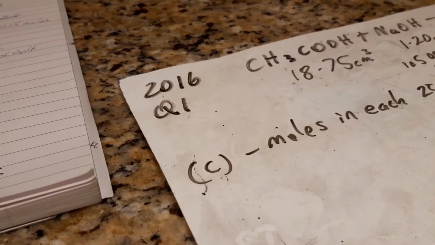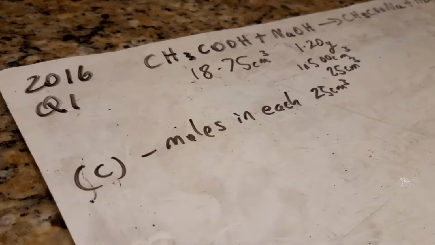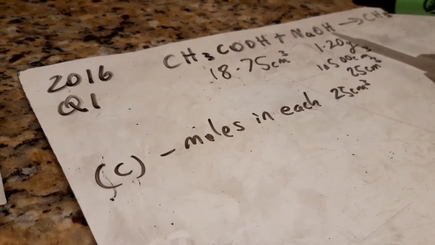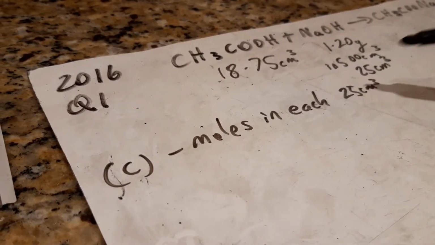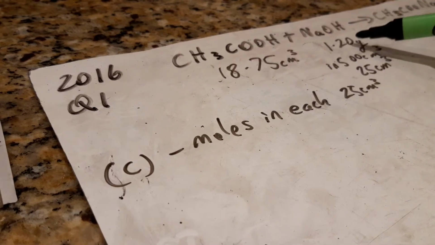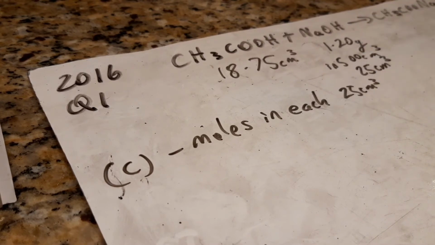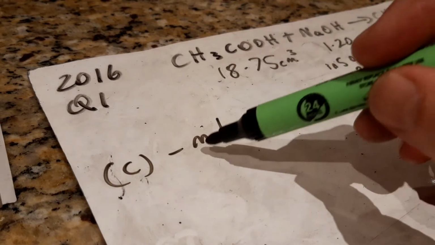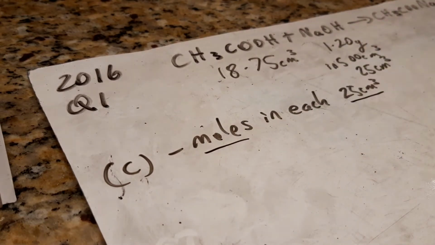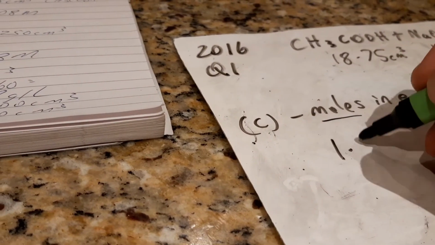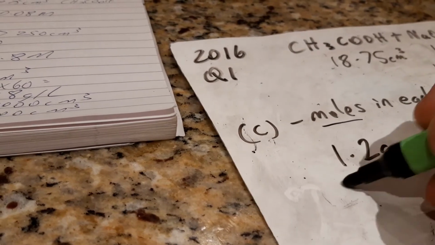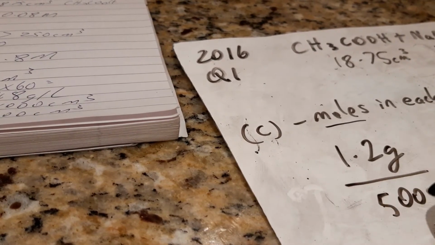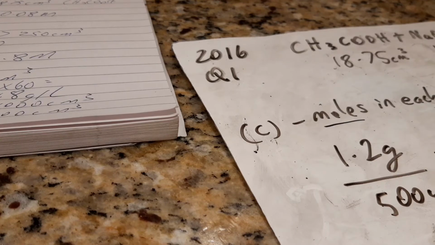The first question, part C, is how many moles are in each 25 centimetre cubed portion of sodium hydroxide. We have to work that out from knowing that there's 1.2 grams in 500 centimetres cubed. So first we work out how many grams are in 25 centimetres cubed, and then convert that to moles. You've got to be aware enough to do that. So how do we do that? Easy enough. We divide 1.2 grams by 500 centimetres cubed, and we multiply by 25.